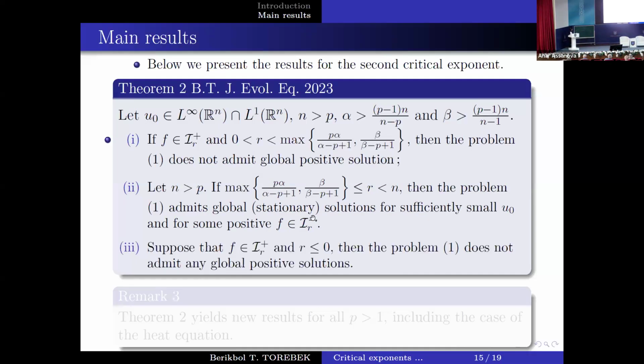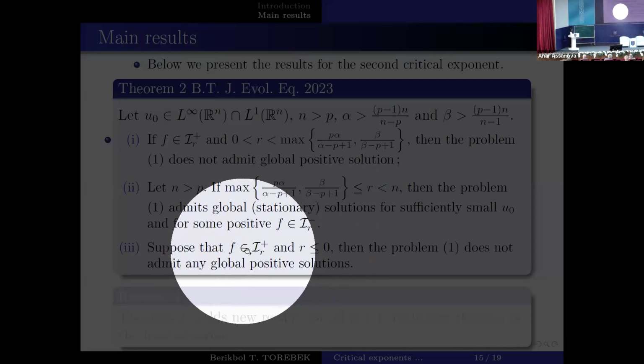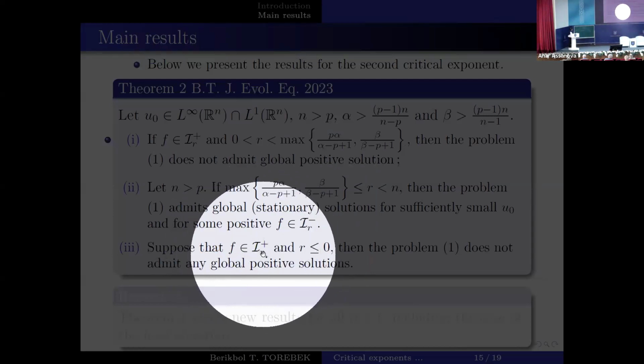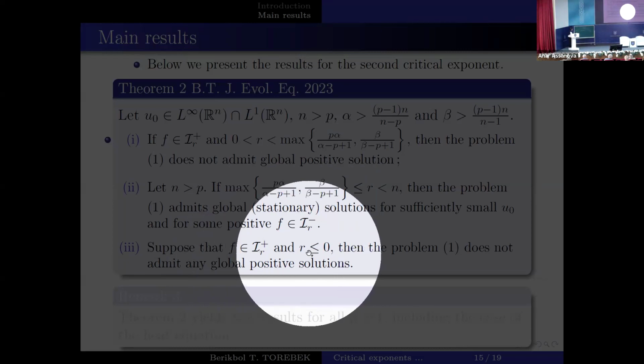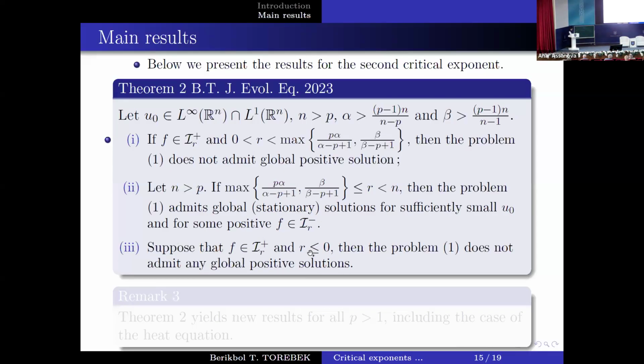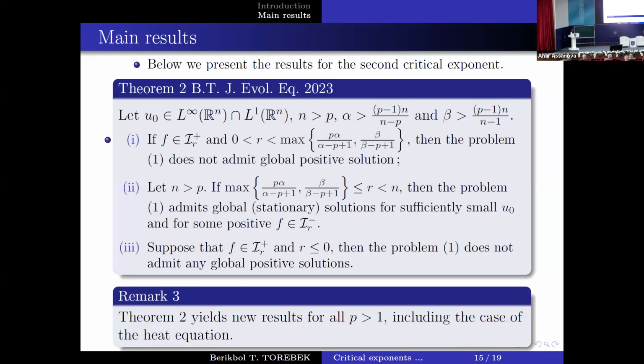And in the third case, suppose that f is from this set I_r plus and r is a non-positive number, then problem 1 does not admit any global in time positive solution. And this second result is new even for the case of the classical Laplace operator, for any p greater than 1.